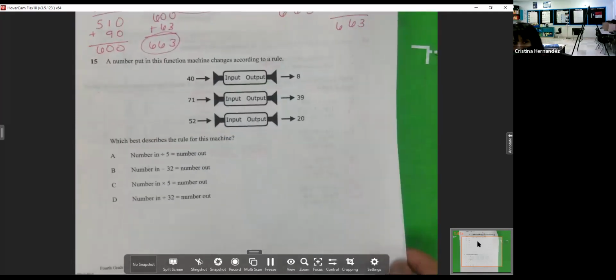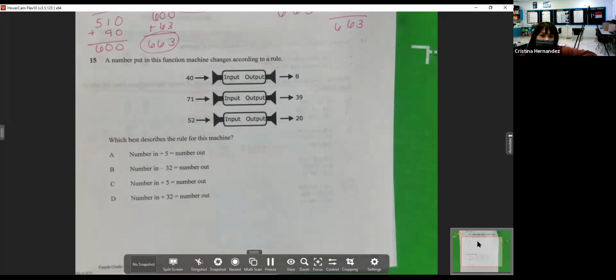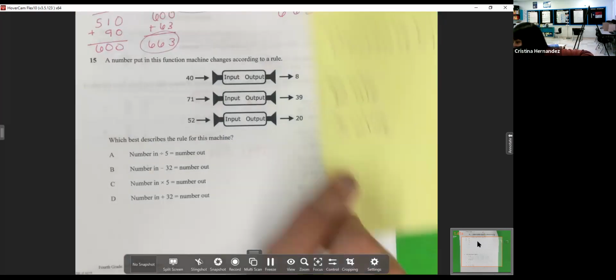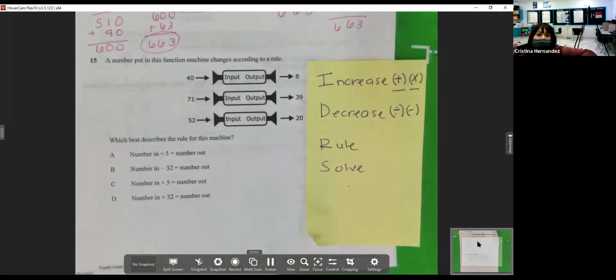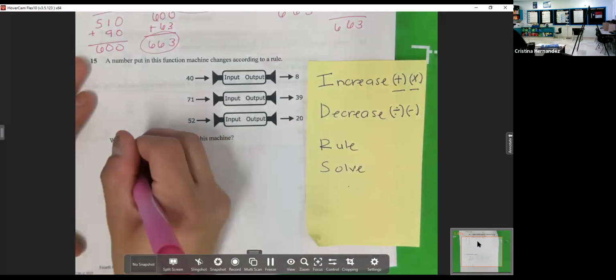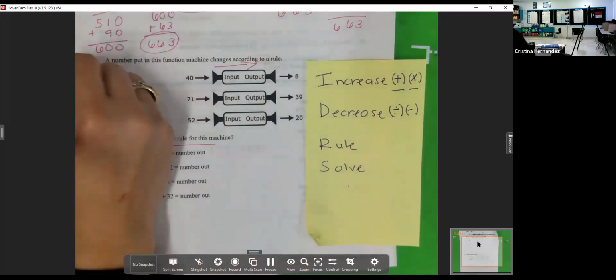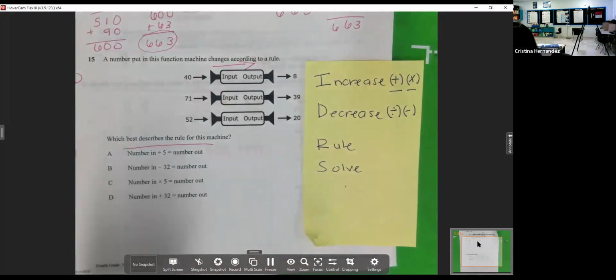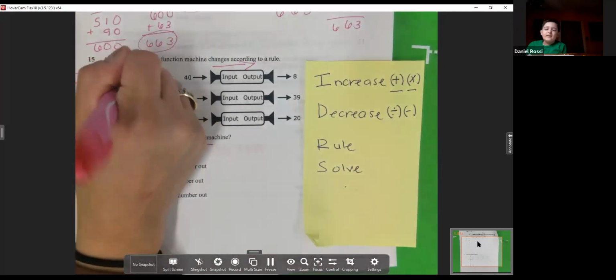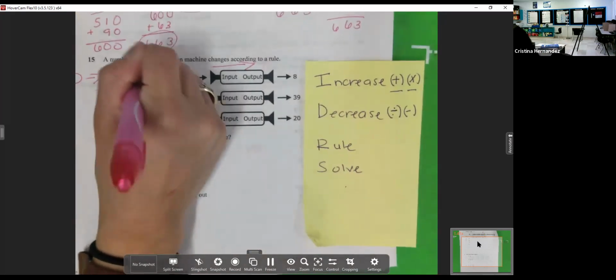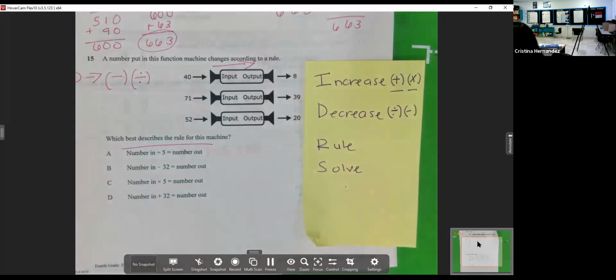Yeah. Number 15. A number is put in the function and changes according to the rule. Which best describes this machine? Decreasing. I knew Daniel would say that. So what are we doing, minus or divide? There you go. I don't even have to tell you anymore. You're a little genius. What can I get rid of?